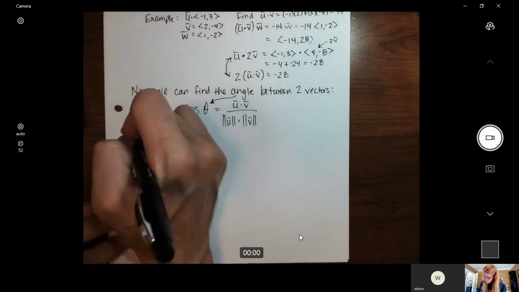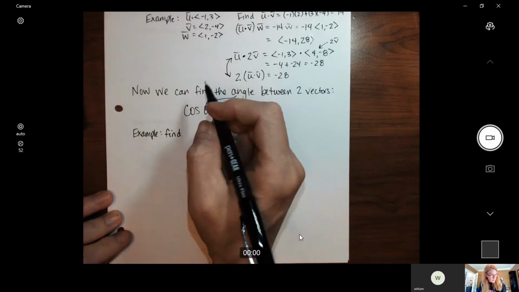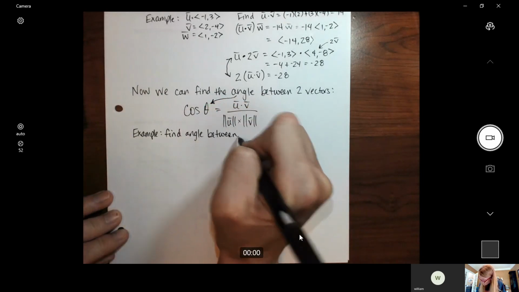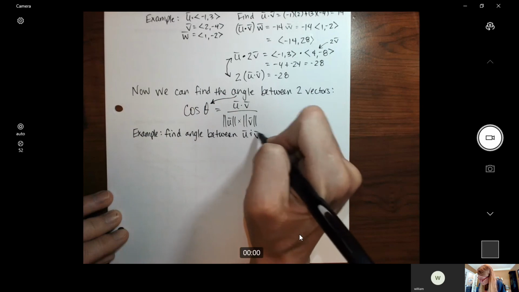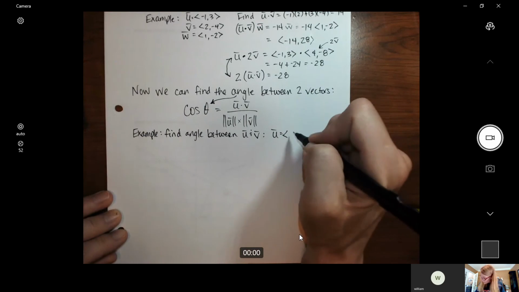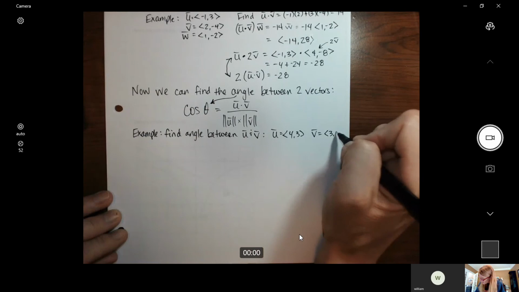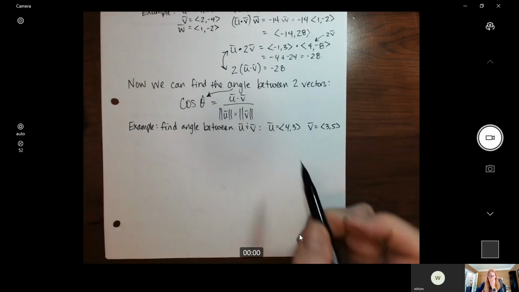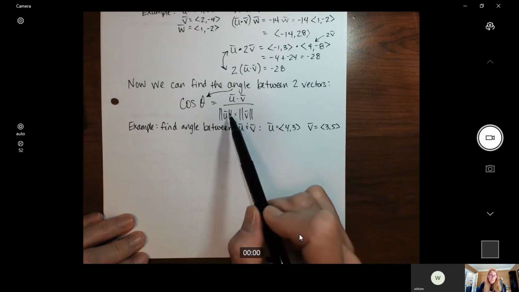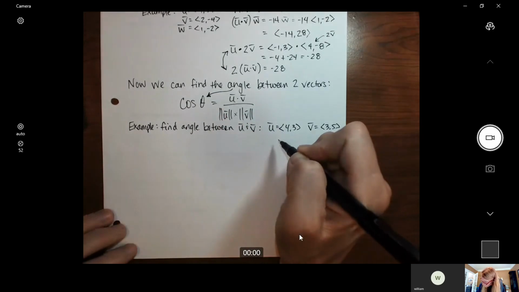So if we were asked to find the angle between u and v, and u is the vector 4, 3, and v is the vector 3, 5. So we need to first find the dot product of these two vectors. We need to find the magnitude of those two vectors. So let's go ahead and find those parts.